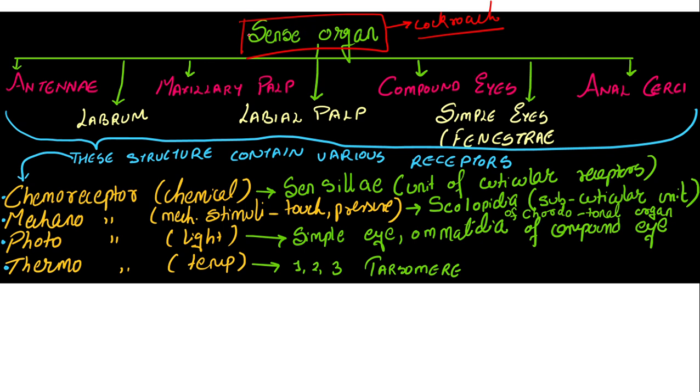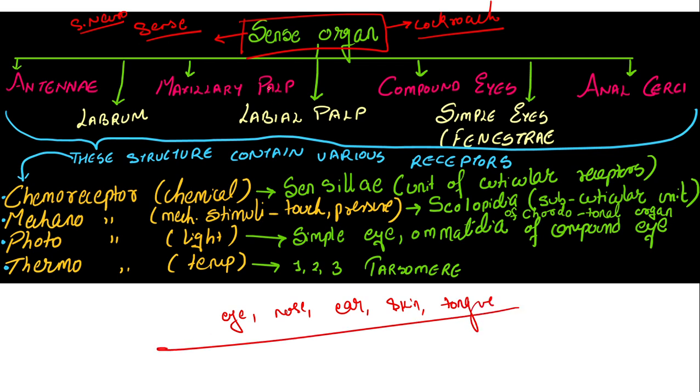What is the meaning of sense organ actually? These are nothing but organs which sense something. That means it is related to our sensory neuron. For example, tell me what are the sense organs present in our body? Your eye, nose, ear, skin, tongue, these all are called sense organs present in our body. So what are the sense organs present in cockroach? These are antennae, labrum, maxillary palp, labial palp, compound eye, simple eye and anal cerci.